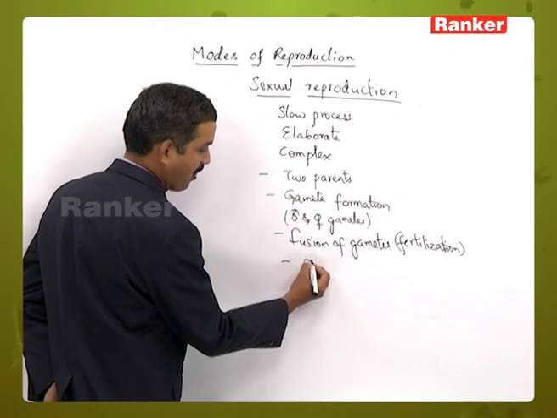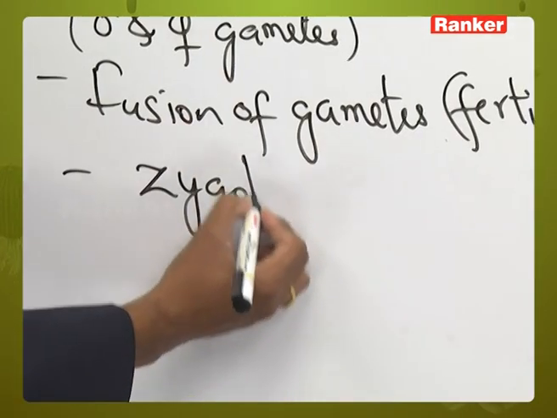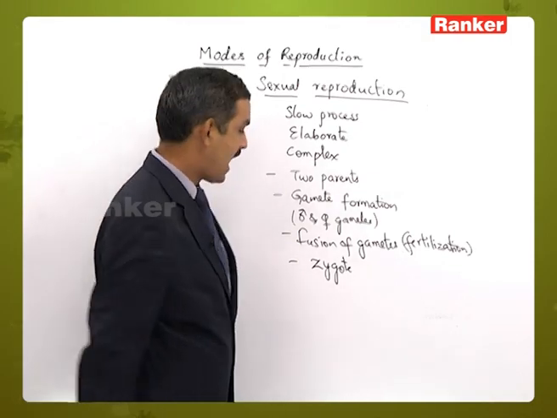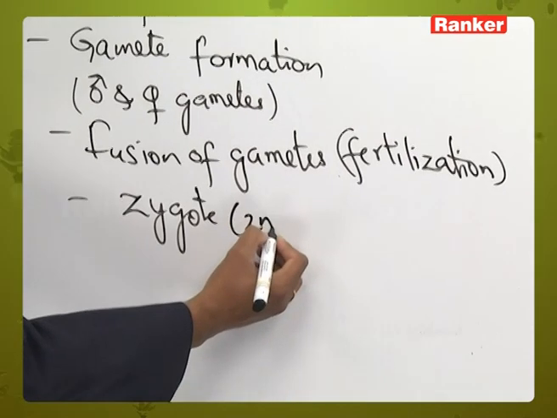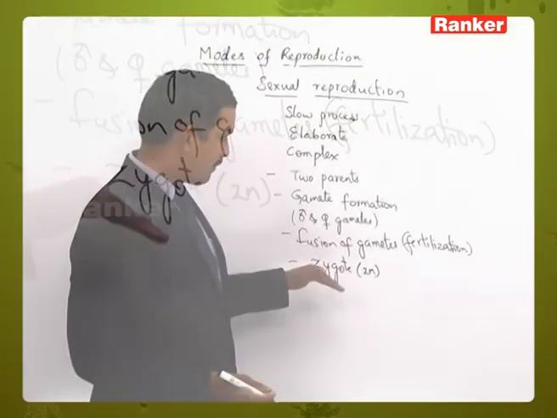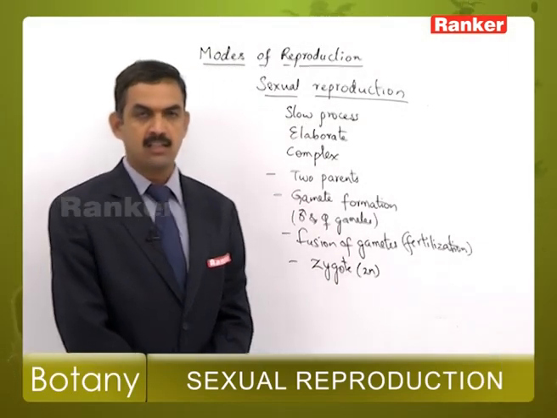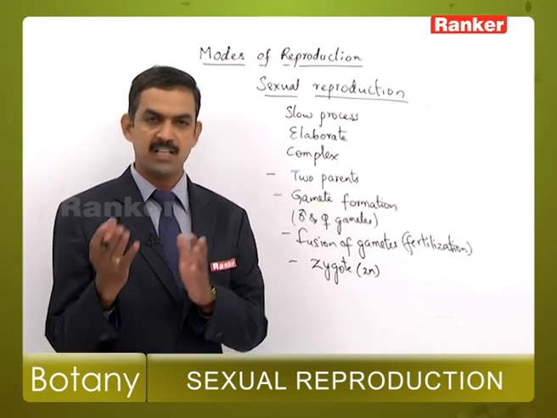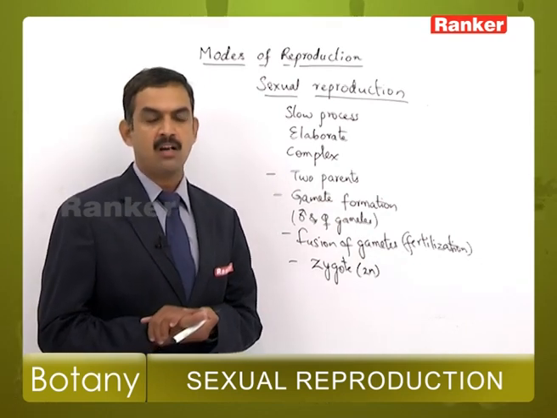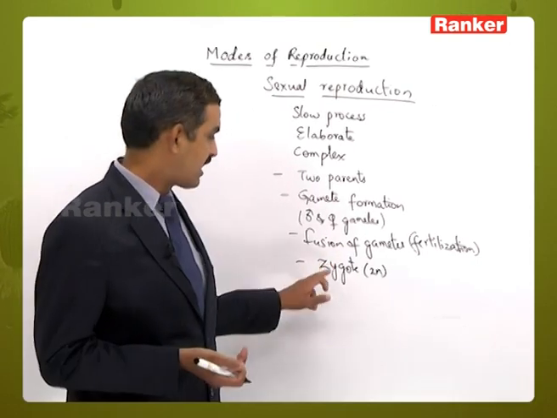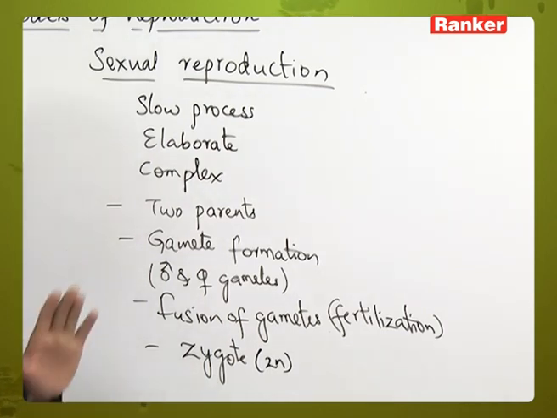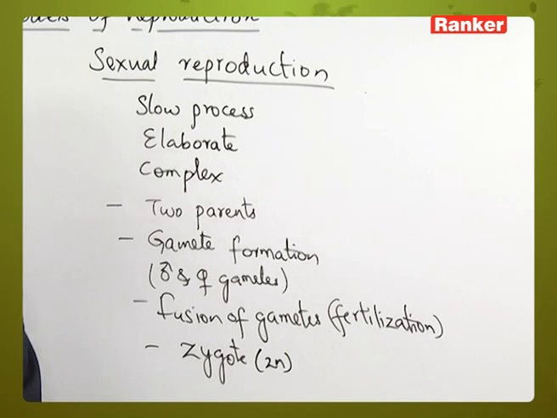After fusion of gametes, a zygote will be formed, and this zygote will generally be diploid in condition. Depending upon the ploidy of the parent, the zygote may further undergo mitosis to produce the diploid organism, and if the parent is haploid, the zygote will undergo meiosis to produce the haploid organism. So these are the changes which take place during the sexual reproduction process.